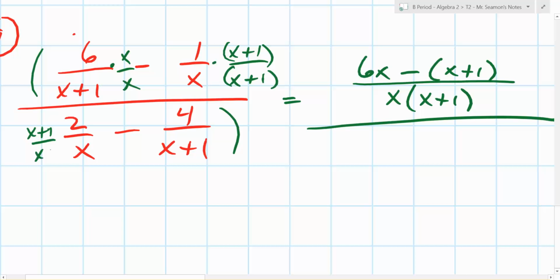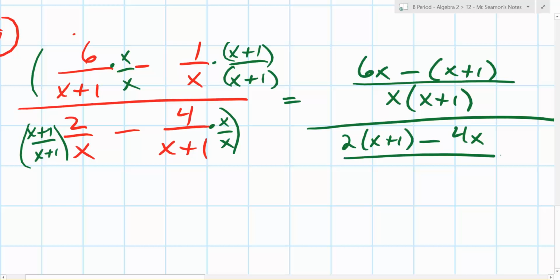Gets pretty repetitive after a while, doesn't it? And what's this one get multiplied by? x over x. So you end up with 2 times x plus 1 minus 4x, all over what?